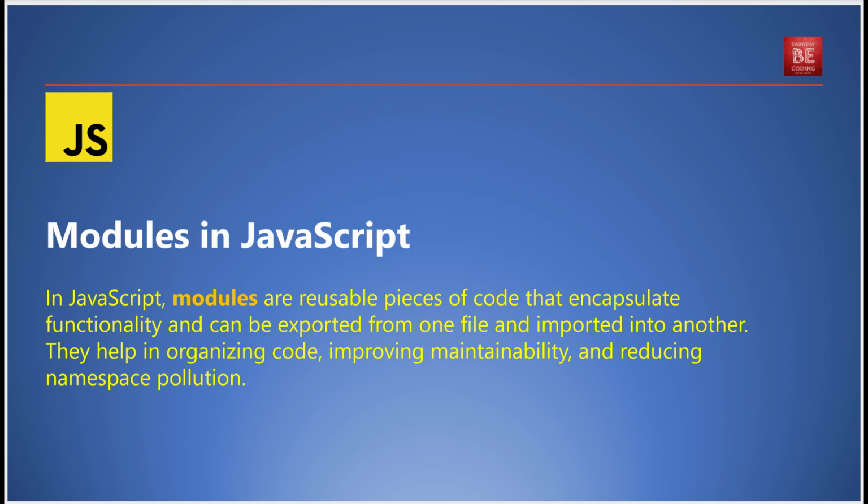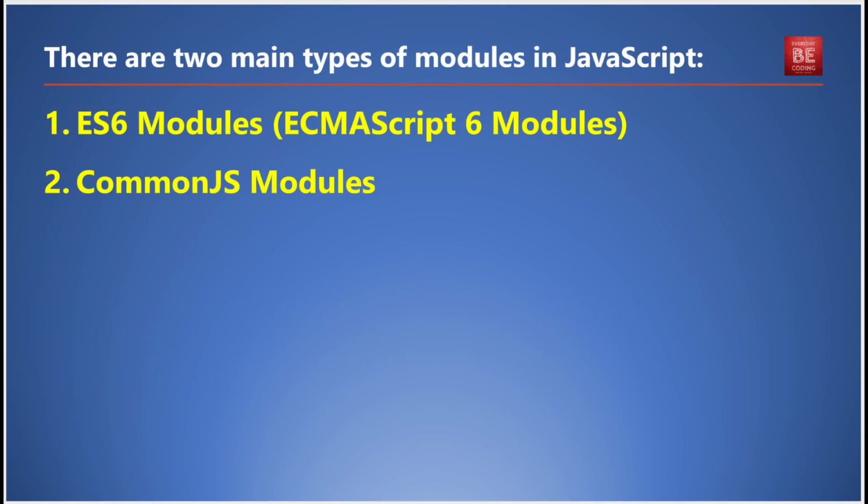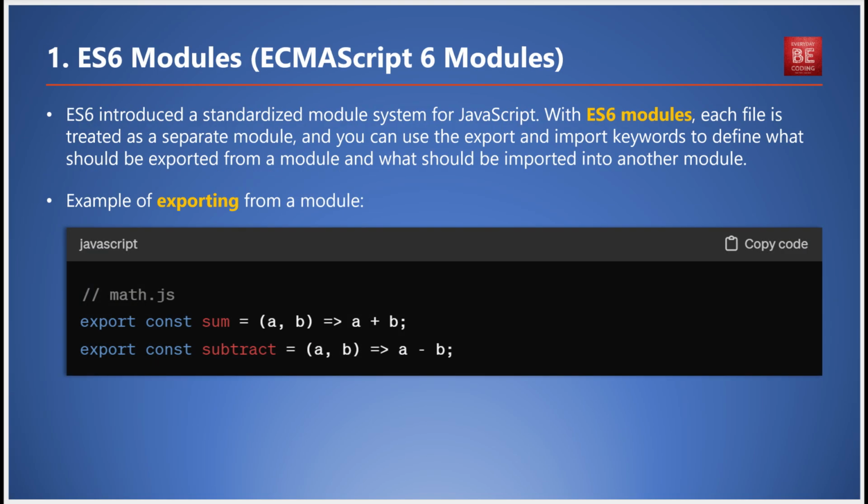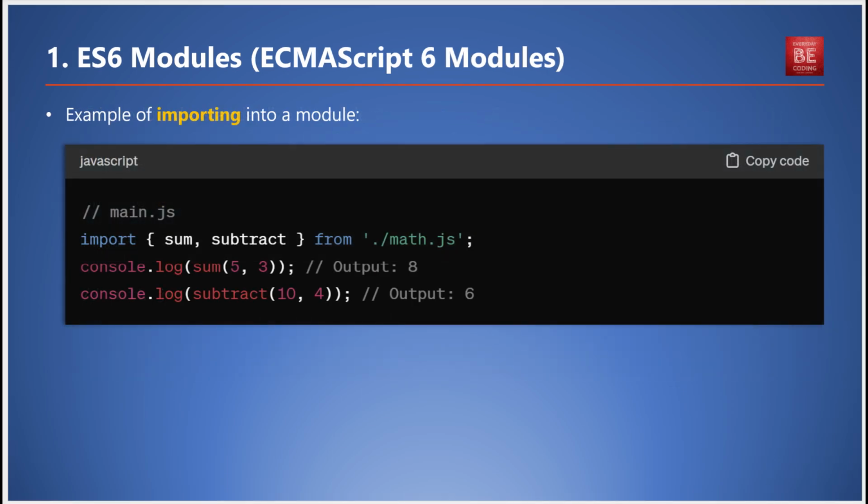But how do they do this? The answer lies in the two main types of JavaScript modules, ES6 and CommonJS. ES6 modules, or ECMAScript 6 modules, are part of the standardized module system introduced by ES6. They treat each file as a separate module. This is where the magic words export and import come into play. These keywords define what should be exported from a module and what should be imported into another module. For instance, consider a module named math.js that exports two functions, sum and subtract. Another module can import these functions and use them as needed.